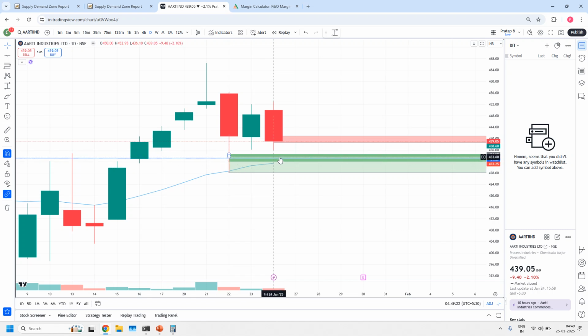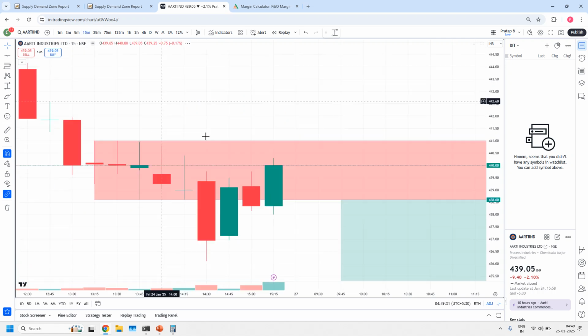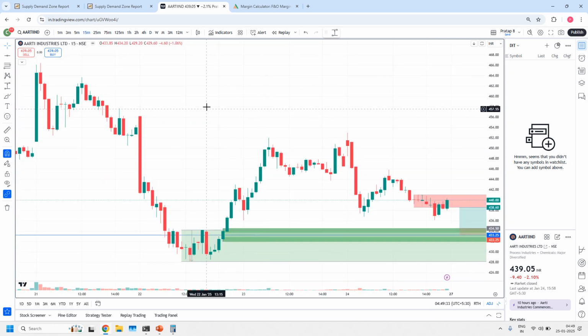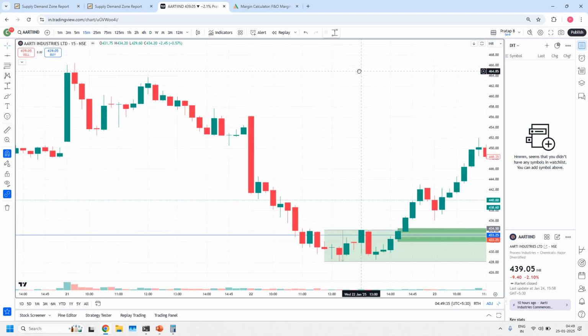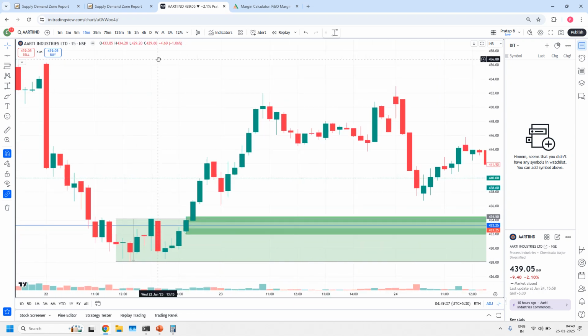If this 15-minute zone is violated, the next 15-minute zone may execute the orders. That possibility is also there. So that's why go to the 15 minutes time frame. Inside the 75, any other 15-minute zone is available? Yes, there is one more 15-minute zone available.